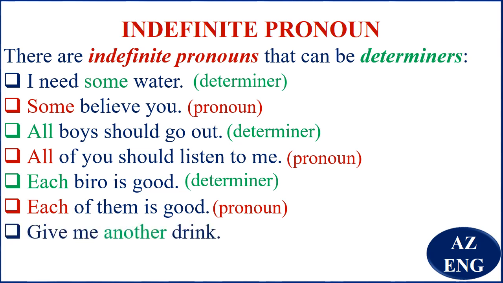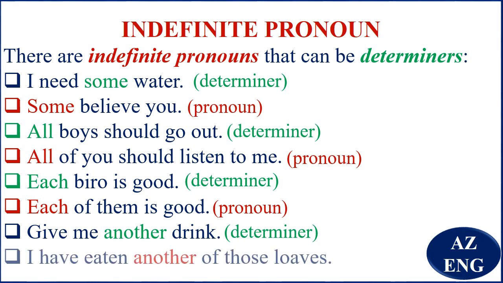Give me another drink. After another, what you've got is a noun. For that, you should be able to remember that this is a determiner. But look at here, I have eaten another of those loaves. You are talking about bread. So here you should be able to know that it is a pronoun.